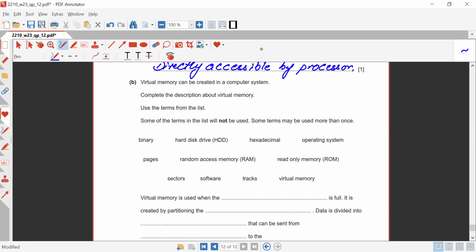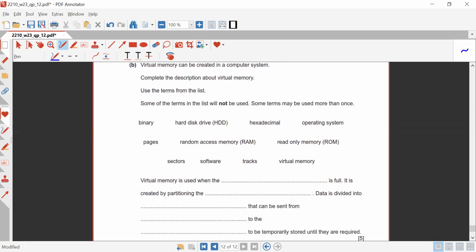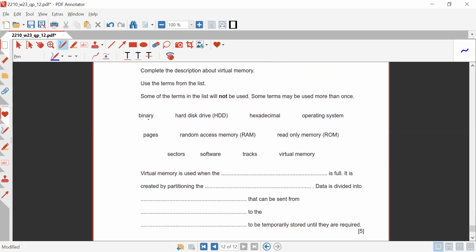Now part B. Virtual memory can be created in a computer system. Complete the description about virtual memory. Use the terms from the list. Some of the terms in the list will not be used. Some terms may be used more than once, even twice or thrice. The options provided are: binary, hard drive, hexadecimal, OS, pages, random access memory, ROM, sectors, software, tracks, virtual memory.